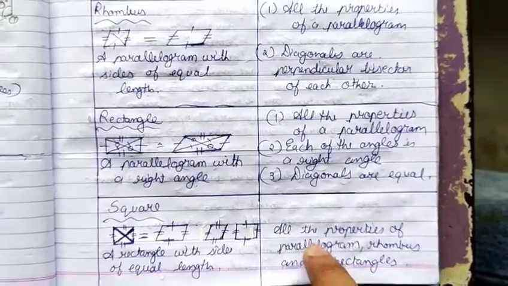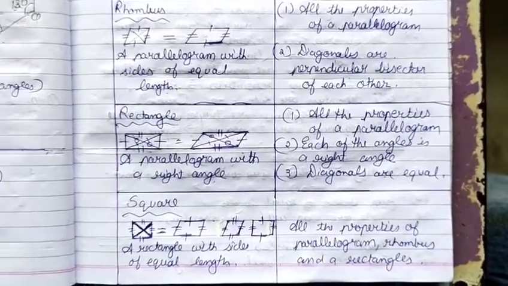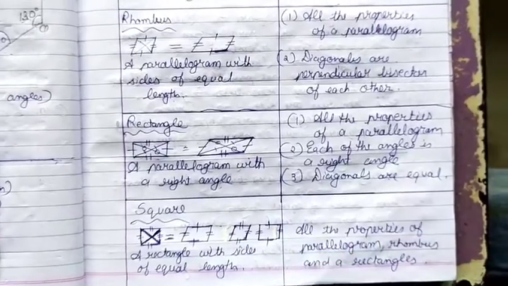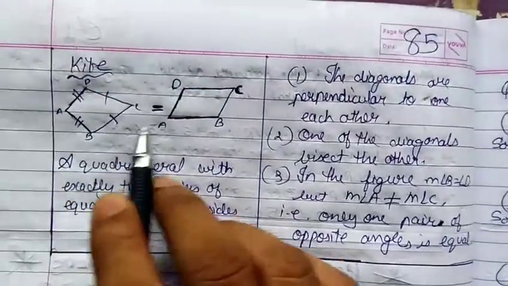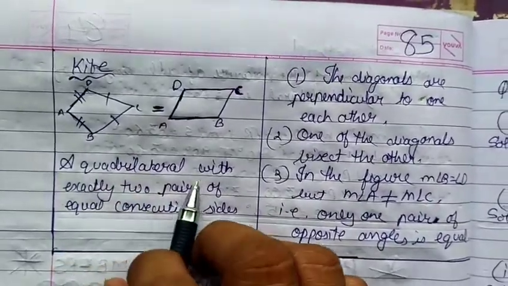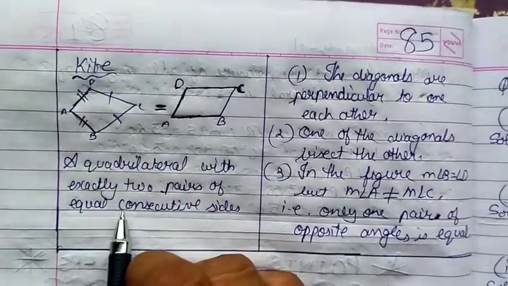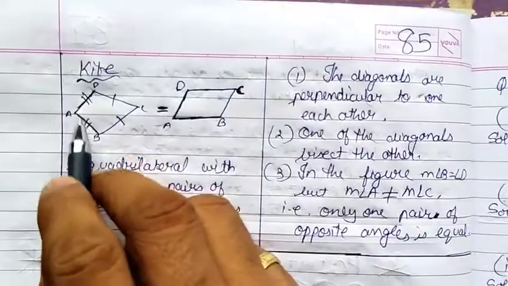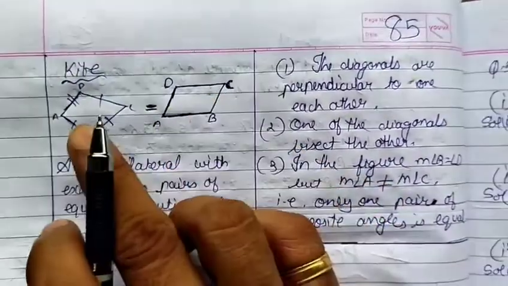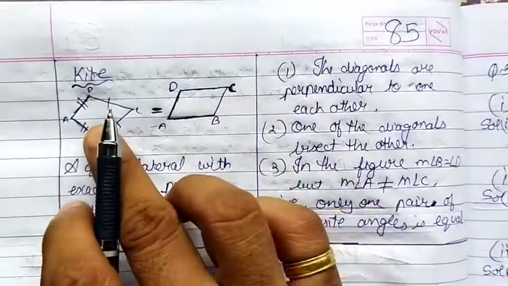All these important points you have to remember because on this base the true or false questions are going to come. Now see, a kite can be a parallelogram, but a parallelogram cannot be a kite. How? A kite is a quadrilateral with exactly two pairs of equal consecutive sides, meaning only these two pairs are equal. Here also opposite pairs are equal.